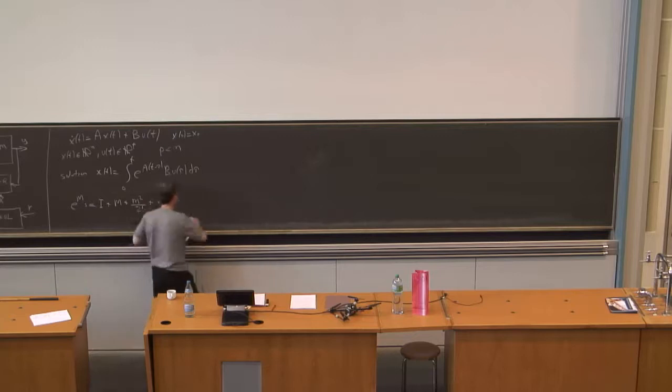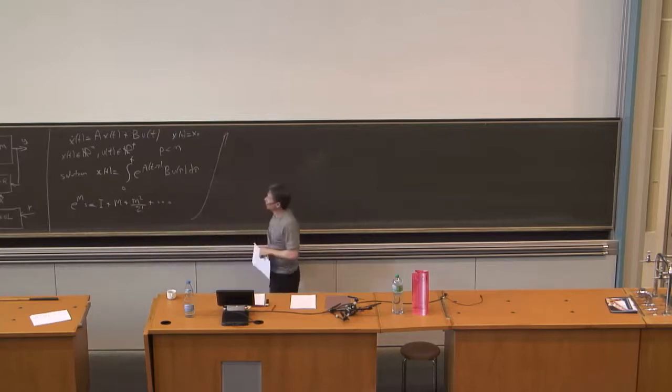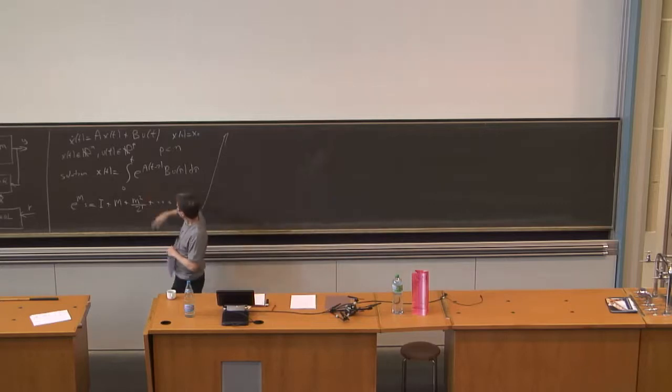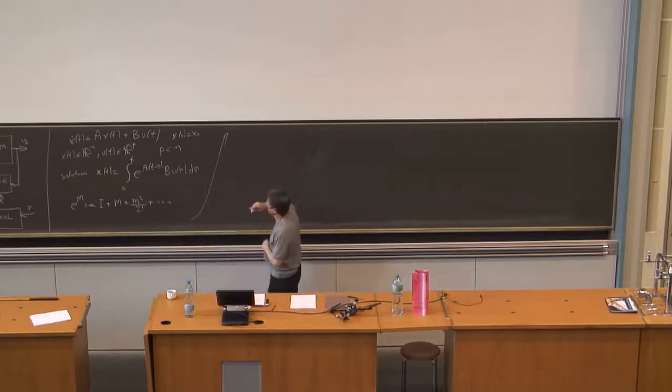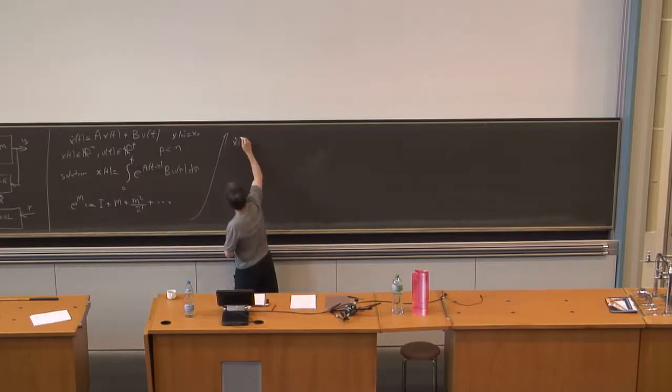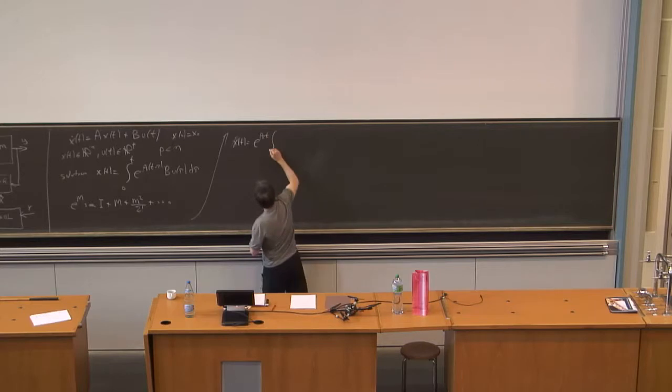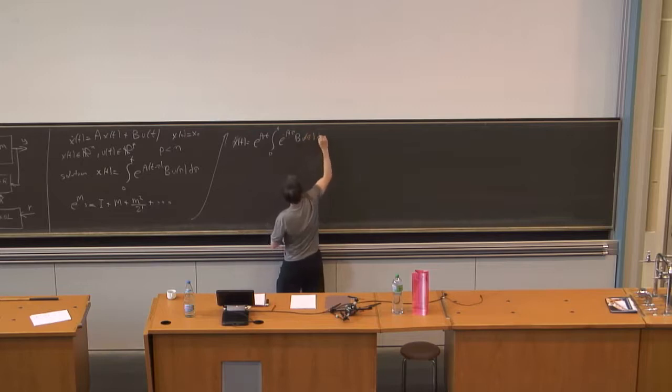Simple check. You should always do this when you see something like this, especially if it's straightforward to do. You can look at this and go, okay, am I convinced that this is the solution to this? Well, x(t) is equal to e^(At) times the integral from 0 to t of e^(-Aτ) B u(τ) dτ.